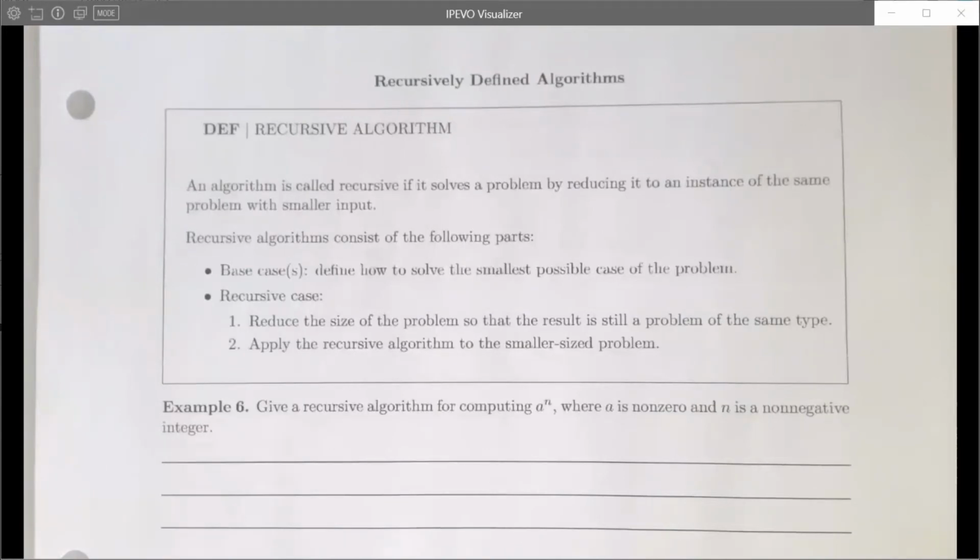So there's the base case in which we define how to solve the smallest possible case of the problem. And then there's a recursive case in which we reduce the size of the problem so that the result is still a problem of the same type.